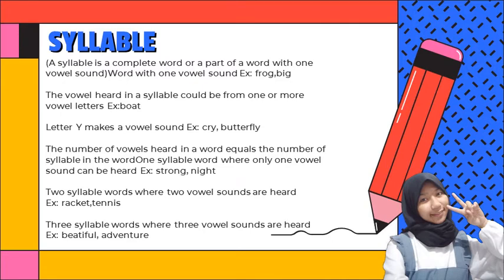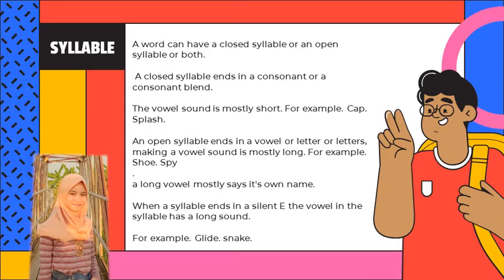The number of vowels heard in a word equals the number of syllables in the word. One syllable words have only one vowel sound, for example, strong, night. Two syllable words have two vowel sounds, for example, racket, tennis. Three syllable words have three vowel sounds, for example, beautiful, adventure.